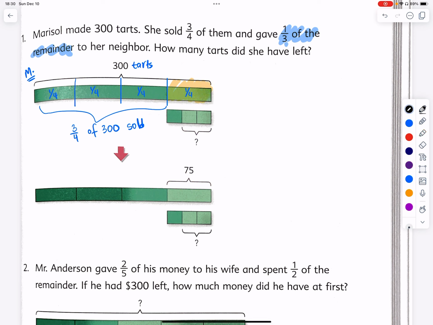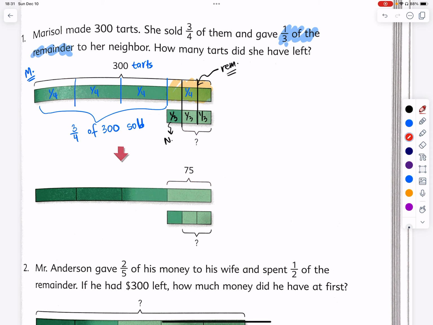Let me label it. Remainder, right? What happened to it? She took the remainder and split it into 3 equal parts like this, right? And she gave away 1/3 to the neighbor, right? Let's label it. This went to the neighbor. This is another third, and another third was left for Marisol.